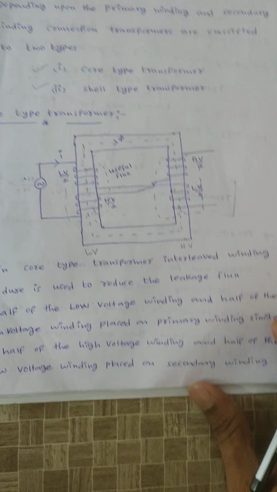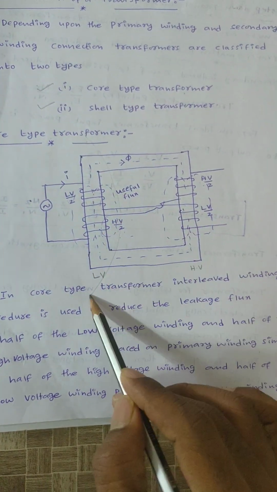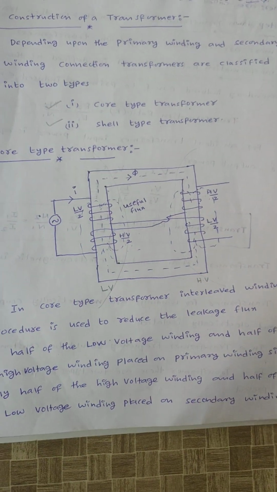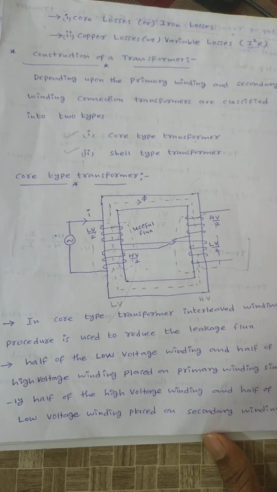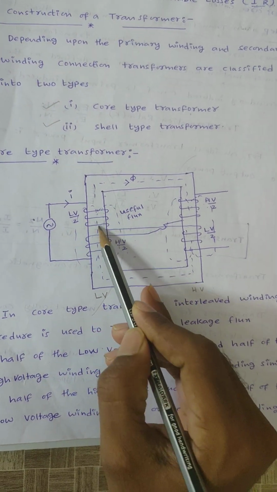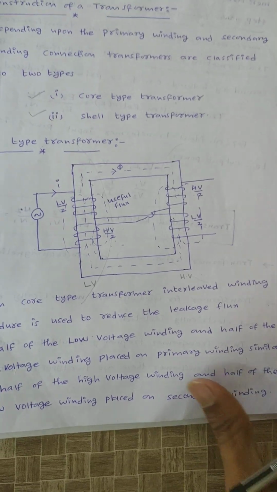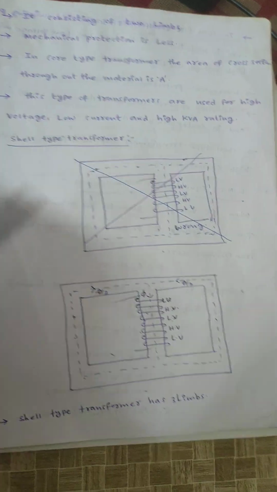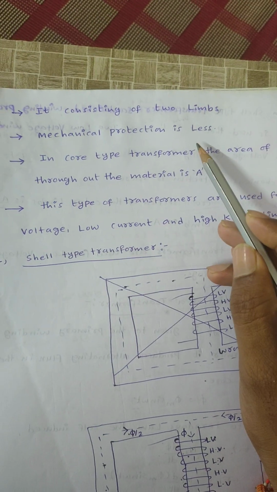In this core type transformer, this is one limb and this is another limb. That means core type transformer has two limbs. Total flux will be constant, that means the area required for this core type transformer is high. These windings are placed on the outer side, hence mechanical protection is less. Next, the cost of the insulation for core type transformer is less. Since it consists of two limbs, mechanical protection is less.